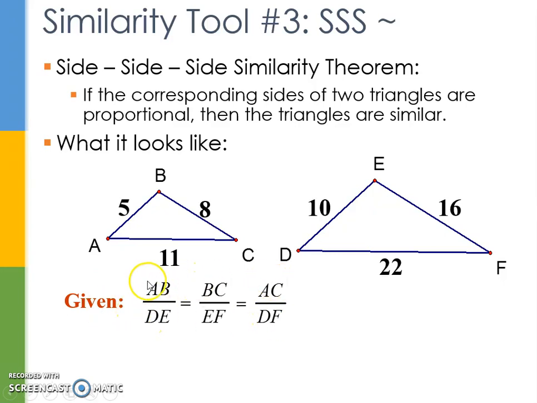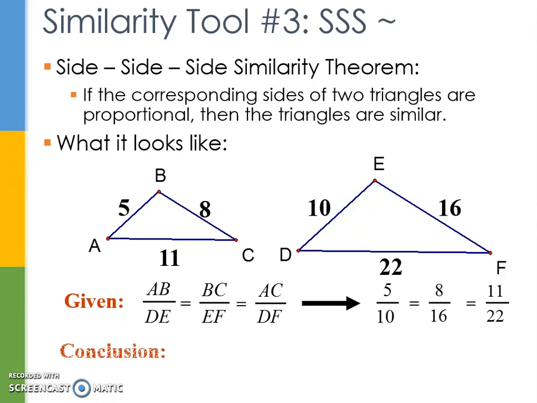So you need to write this proportionality statement here. AB to DE, they are corresponding. Put it top to bottom. BC to EF, top to bottom. AC to DF, top to bottom. These are the same proportion. They have the same scale factor of 1 to 2. Then you can write the numbers like this, 5 to 10, 8 to 16, 11 to 22, they're all 1 to 2. Then you can say they are similar because they have the same proportion. So you can write this conclusion with the similarity symbol.